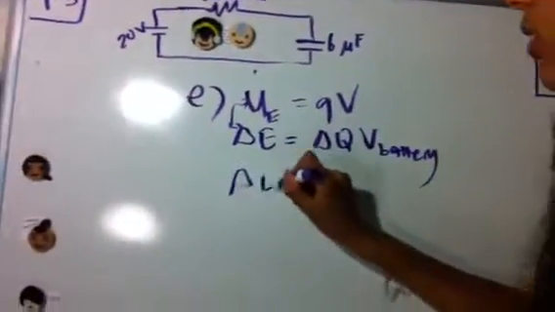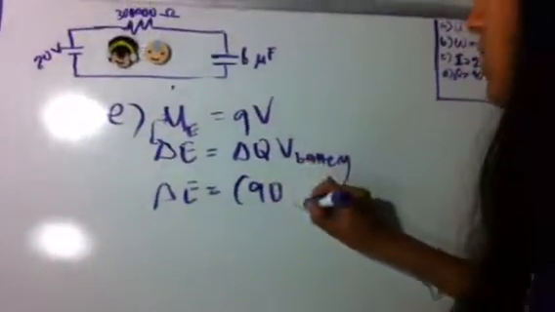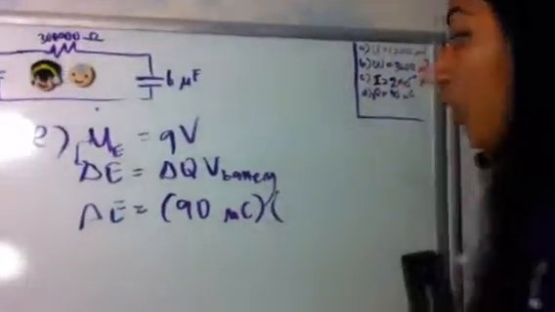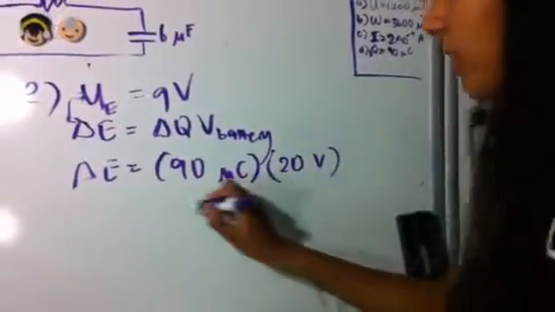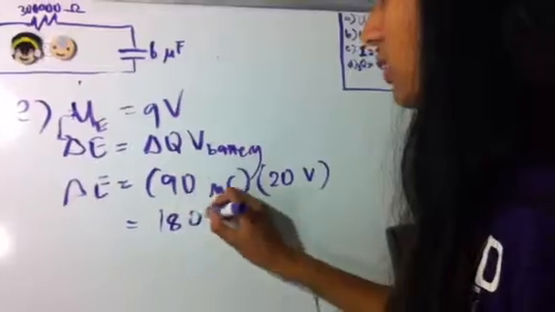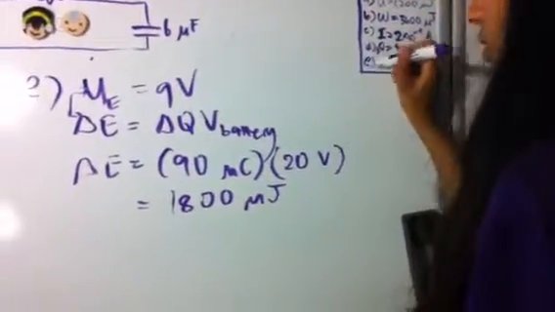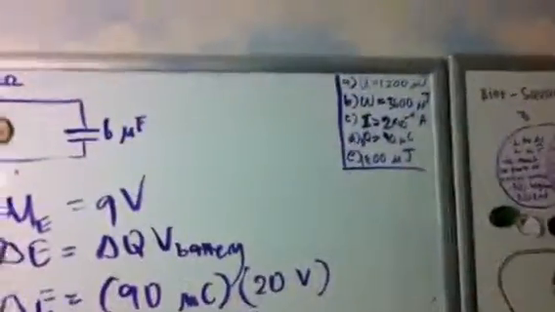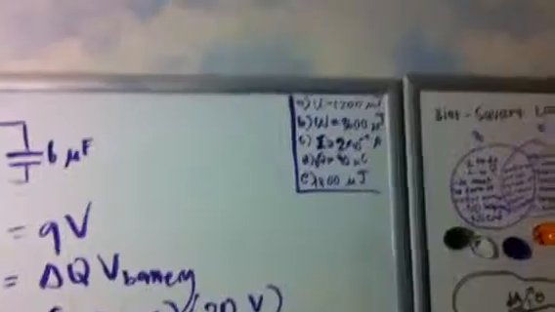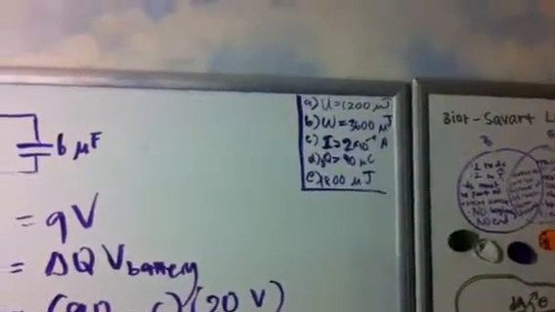Alright, so now we just plug everything in. We got delta Q in the previous part, which was 90 microcoulombs, and we know what the voltage of the battery is. That's just 20V. So our final answer is 1800 microjoules. And that is the end of the problem here. The answers. Hope you had fun.